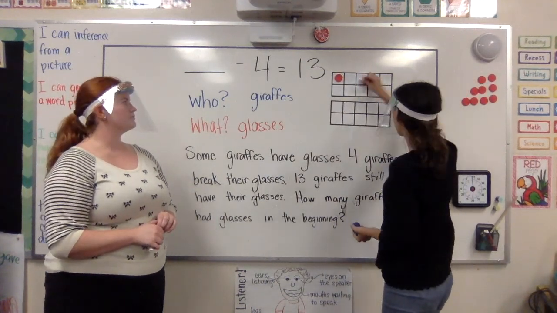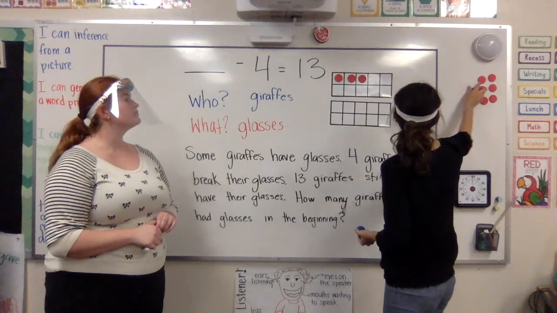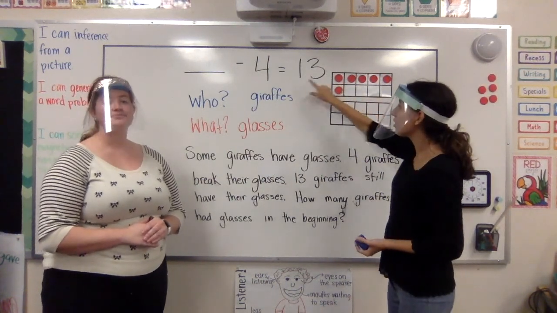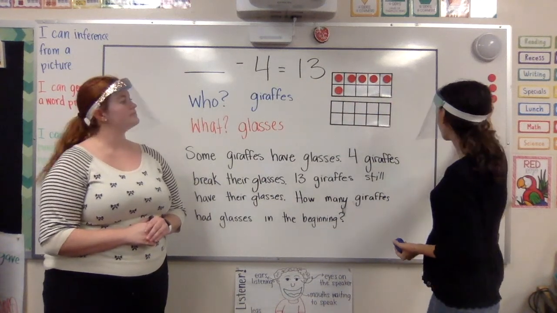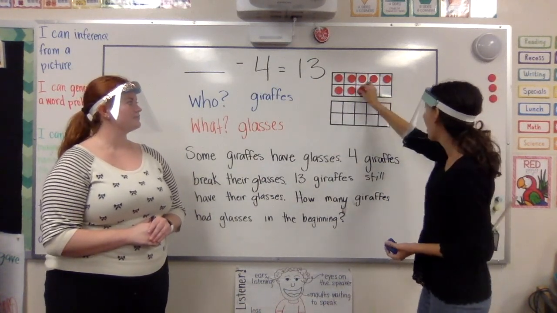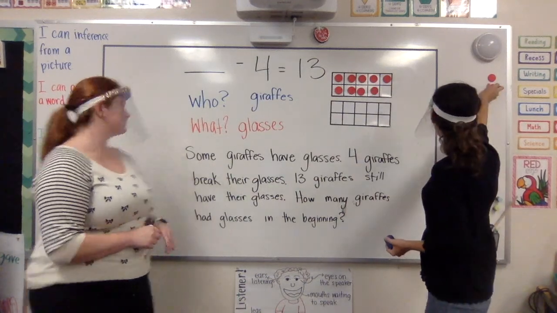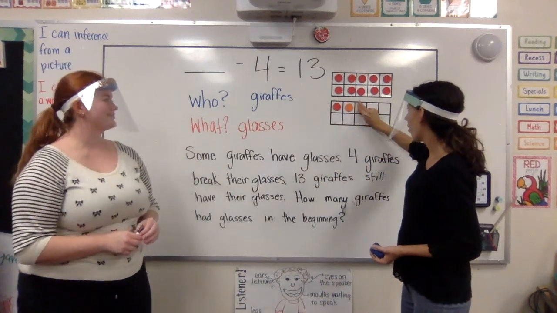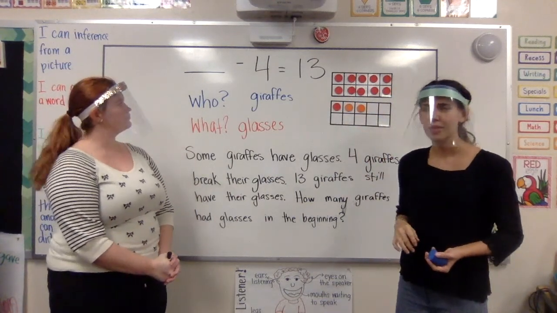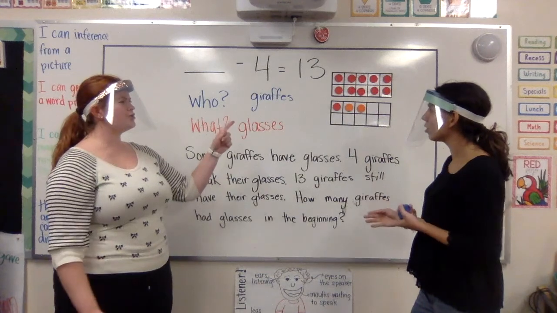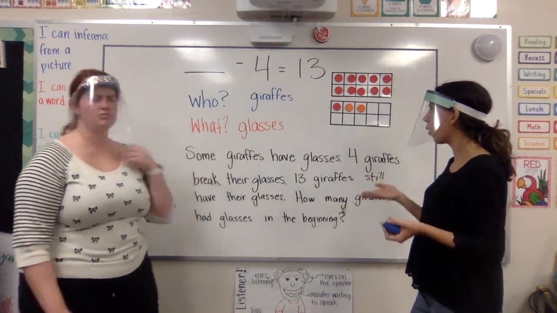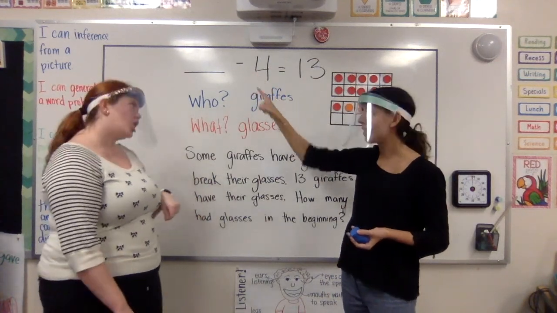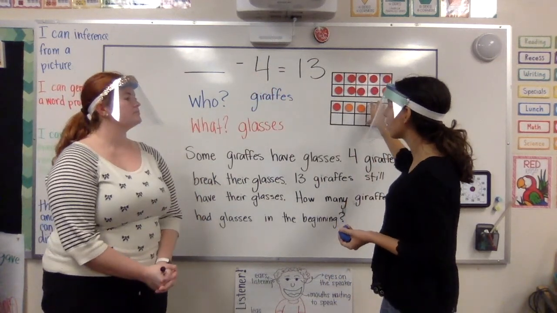So I'm going to put 13 counters on my 10 frame. And I know if I'm doing 13, in the number 13, there is 1 10. So I can fill up 1 whole 10 frame and 3 1s. So I should have 3 leftover little dots on my extra 10 frame. And then I know that So do you take 4 away from that, Miss Lestico? Well, this isn't the total number of giraffes that had glasses. This is how many had them at the end.